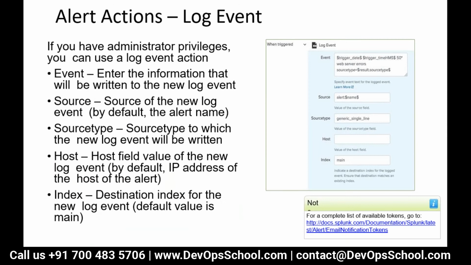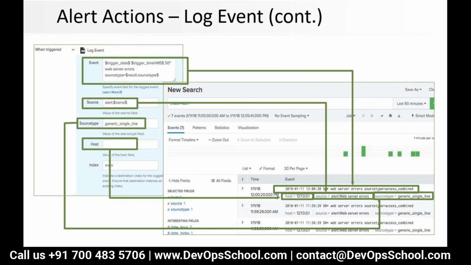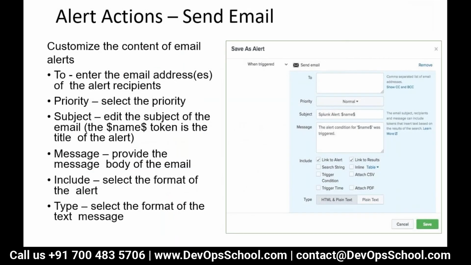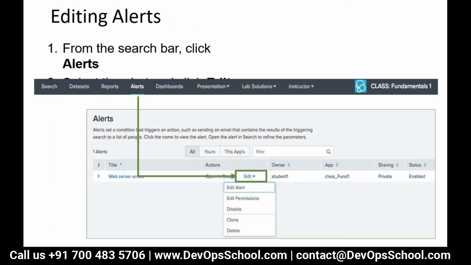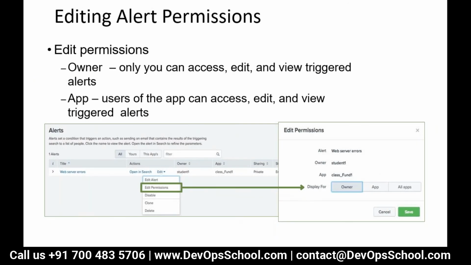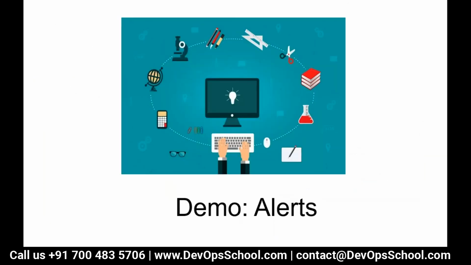Now, if you set the action to log event, then the log event will also show you the event, source type, host, and index, many things. So log events can also help you with that. Send an email is easy. You can drop an email based on that. We'll try this one only. Viewing triggered alerts, you can see all the triggered alerts. You can also edit the alerts, and you can edit the alert permissions and so on.